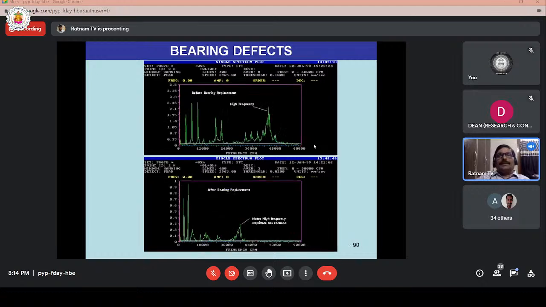This is another example. The high frequency amplitude has reduced after bearing replacement. The fundamental component is around 2.45 millimeters per second, and after replacement it is 0.9. Even the high frequency components have reduced after replacing the new bearing.